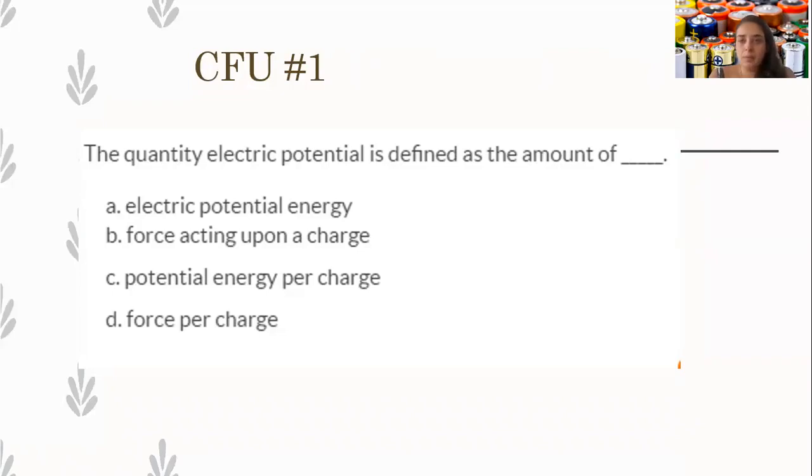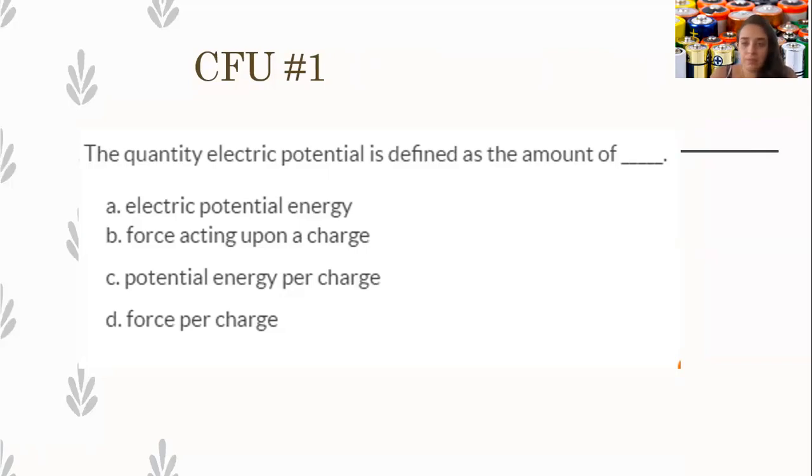Okay, so the answer for this one is C. The amount of electric potential is defined as the amount of potential energy per charge. Right, so correct your classwork document if you need to.